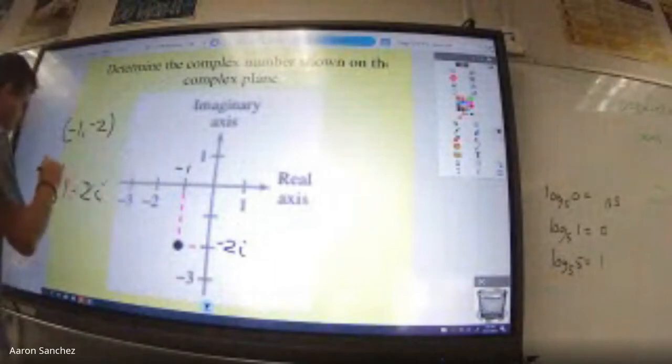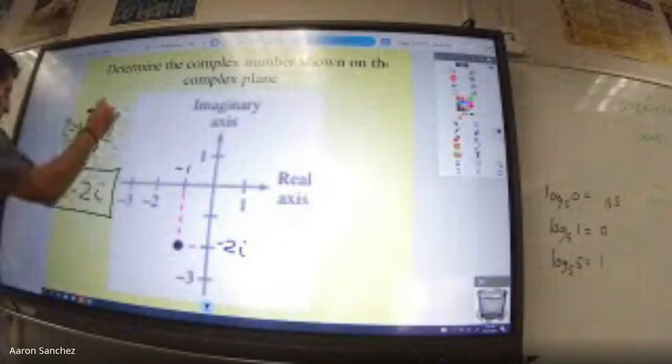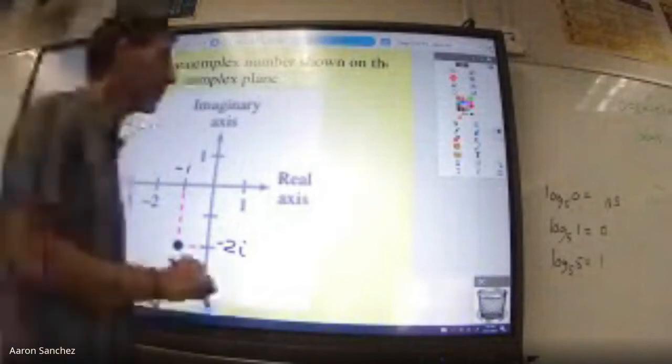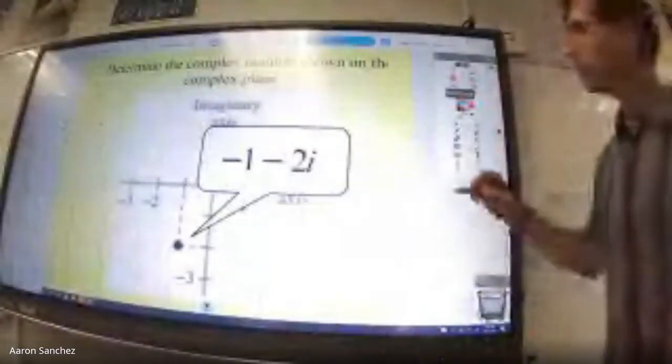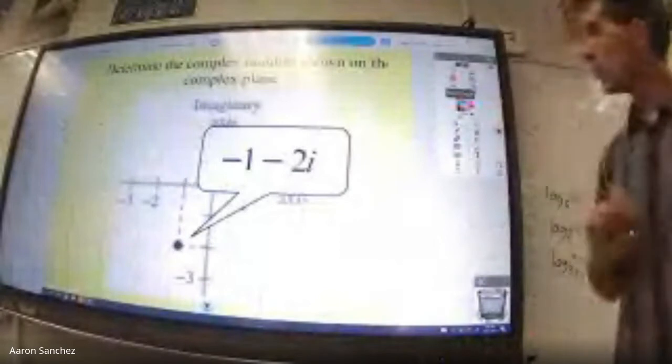And that is your answer for that, not this one. Okay, that's all you have to do for that one. Hopefully that'll be an easy thing for you to get there. And there's the coordinates right there, negative 1 minus 2i.